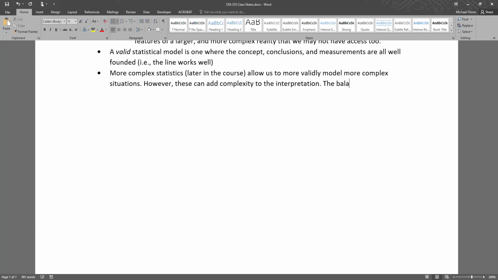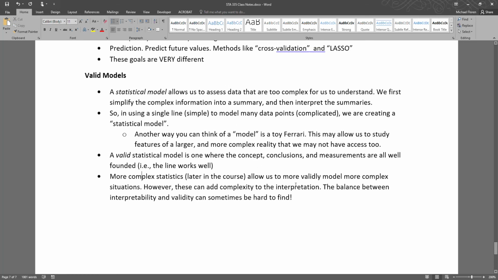The balance between interpretability and validity can sometimes be hard to find. So in this particular case, when we're looking at a particular model, we want to be able to interpret it. For more complex situations, though, we need complex statistics to model them. However, complex statistics make interpretation harder.